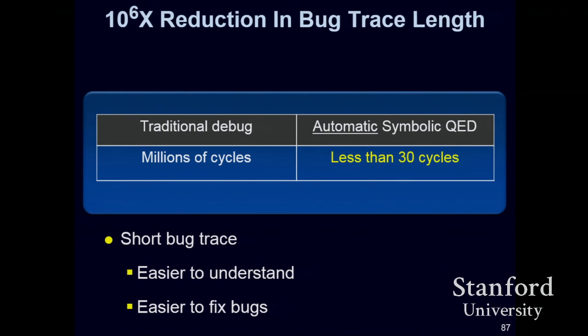If you take the same buggy design and run it through Symbolic QED, it spits out a trace that is something like 5 instructions. Okay? So even if you got that 10,000 cycle trace from QED, it still would take a while to debug that. If you're given a trace of 5 instructions, that's going to take you a few minutes, right? You can use a waveform viewer. You can trace through exactly what's going on, and that really gives you what you need to find these things quickly. Okay.